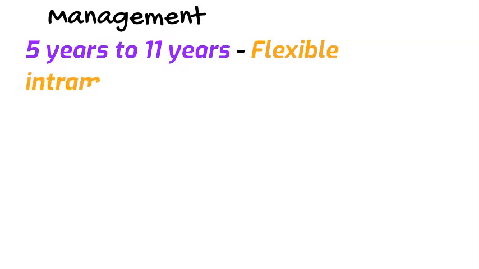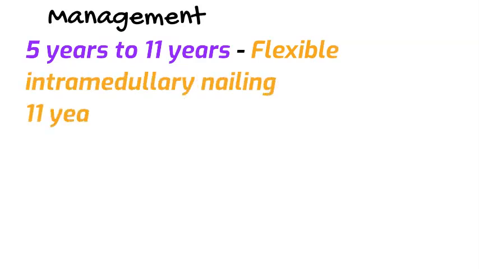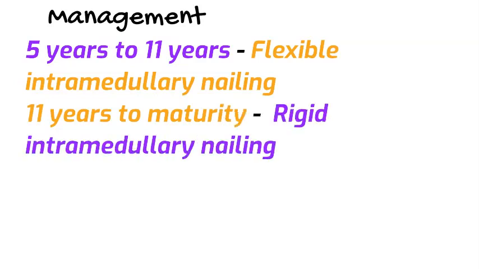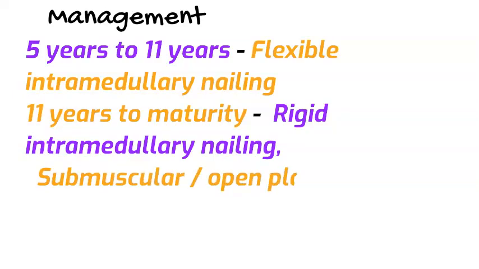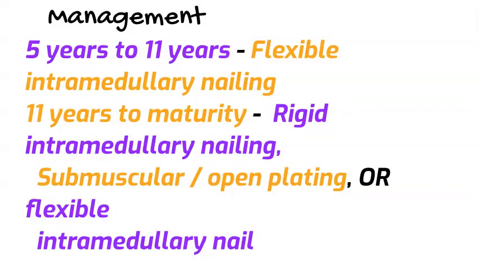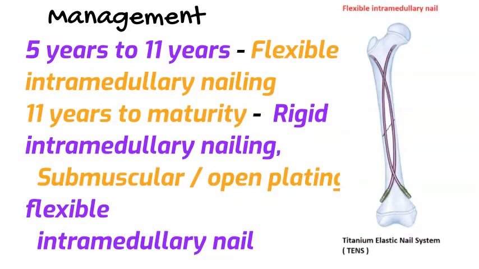For the age of 5 years to 11 years, we can do flexible intramedullary nailing. For 11 years to maturity, we can use either rigid intramedullary nailing, submuscular or open plating, or flexible intramedullary nail. This figure shows a flexible intramedullary nail. In my hospital setting, we usually use the titanium elastic nail system. We call it TENS.